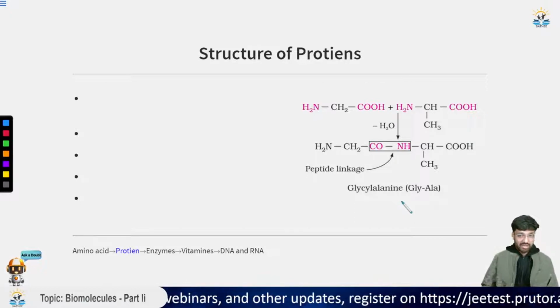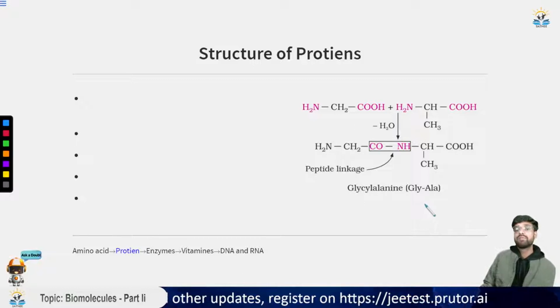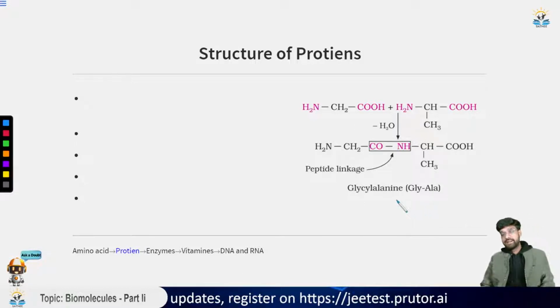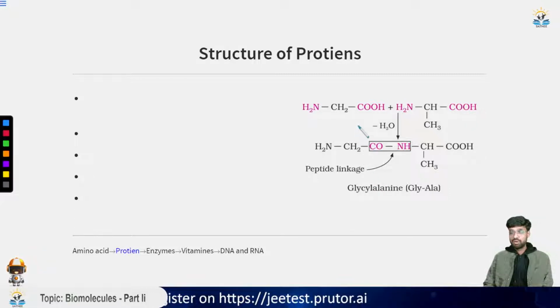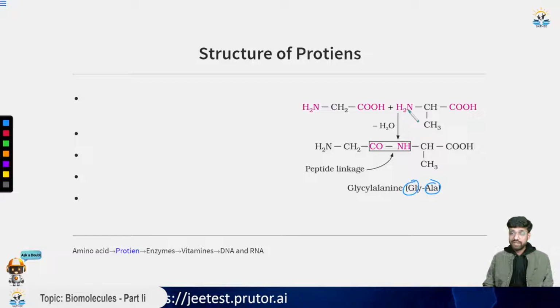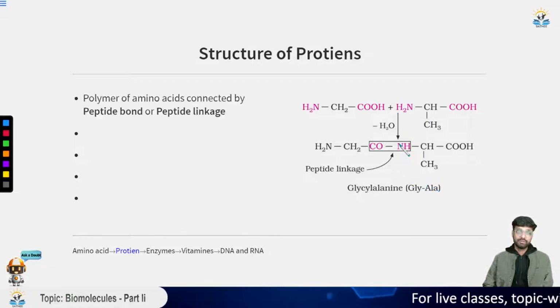Next, we will see what an amino acid is, and what a protein is. Protein is nothing but a polymer of amino acids, formed by peptide bond linkage. Suppose we have two amino acids like glycine and alanine. The NH2 will attack this COOH and form an amide bond, which is called the peptide linkage between two amino acids. In this fashion, if the polymerization goes on, we get the structure of a protein.